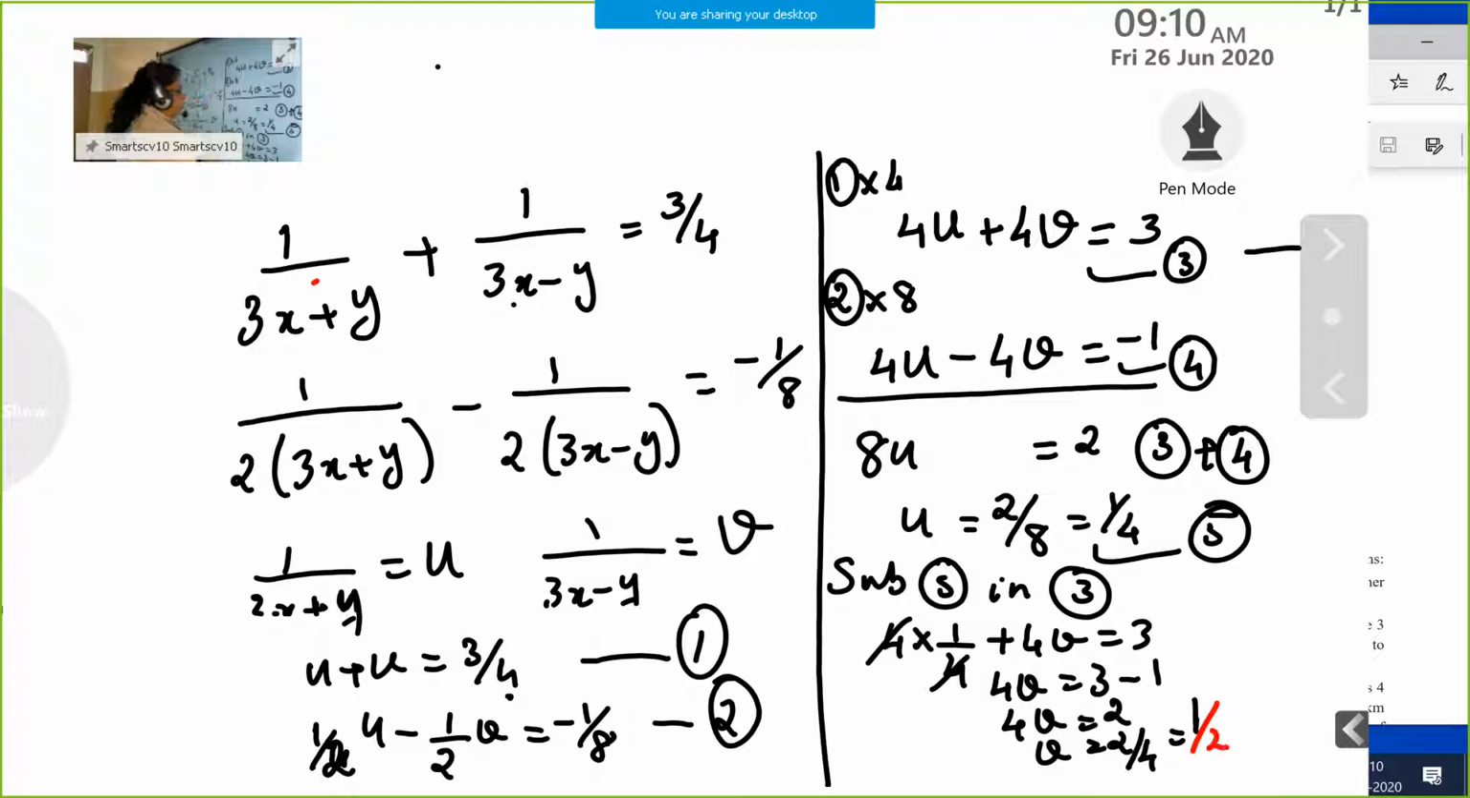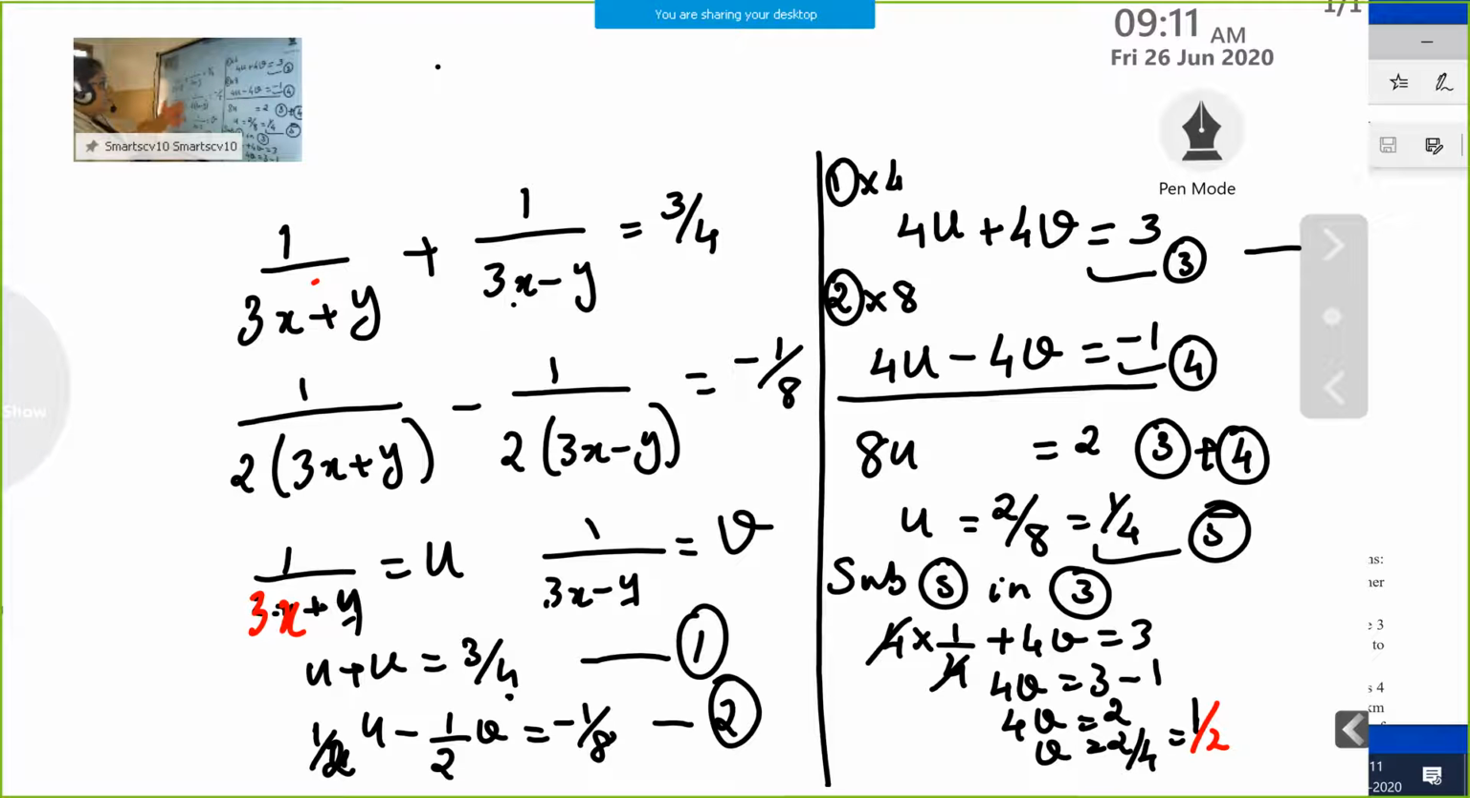v is equal to 1 by 2. u is equal to 1 by 4 and v is equal to 1 by 2, right? Substituting, instead of u you write 1 by 3x plus y, then v is equal to 1 by 3x minus y. Then u plus v is equal to 3 by 4, and 1 by 2 u minus 1 by 2 v is equal to minus 1 by 8.